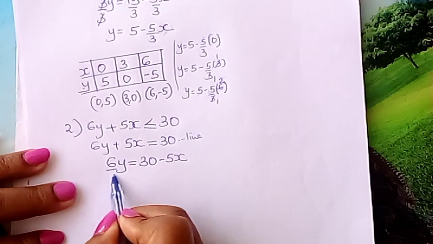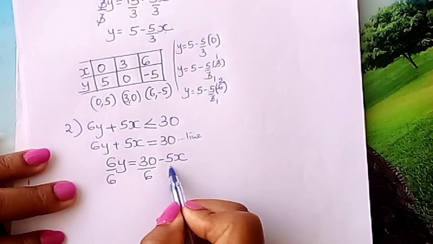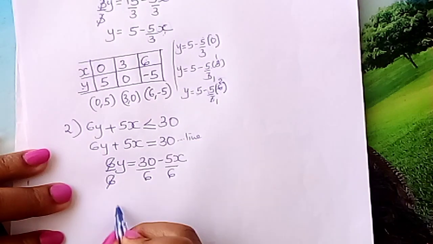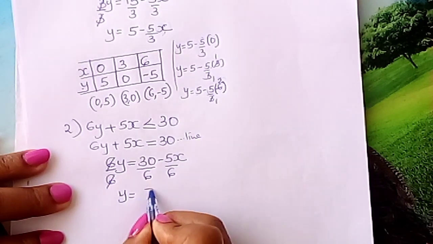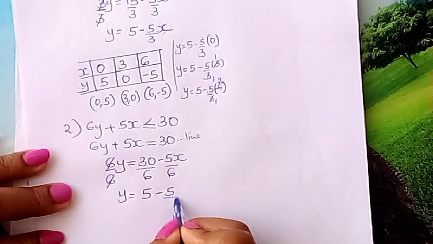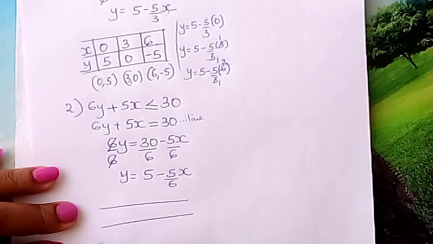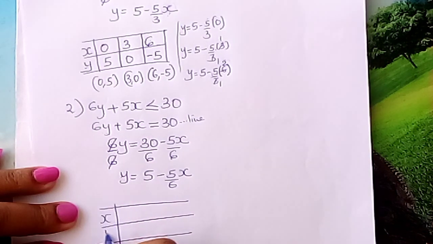From there, divide by 6 here, divide by 6 there, divide by 6. You find that this will cancel out. So your y is equal to 5 minus 5 over 6 x. Put a table, just like we've done above.